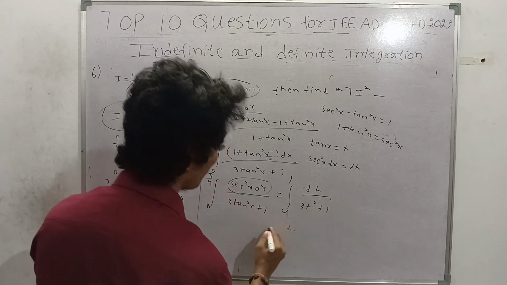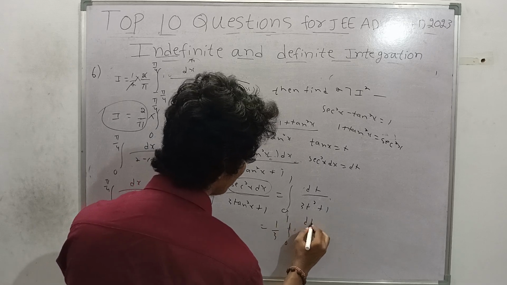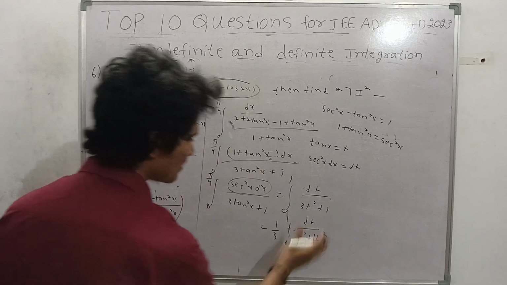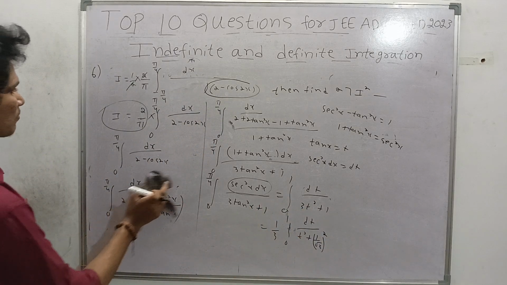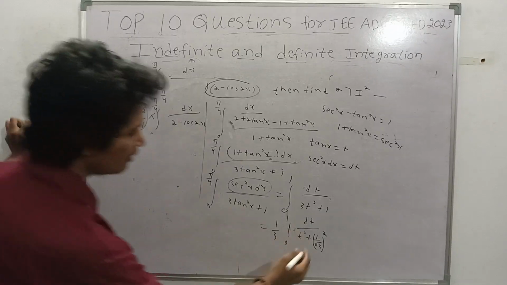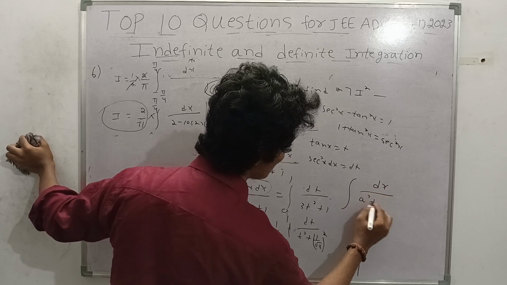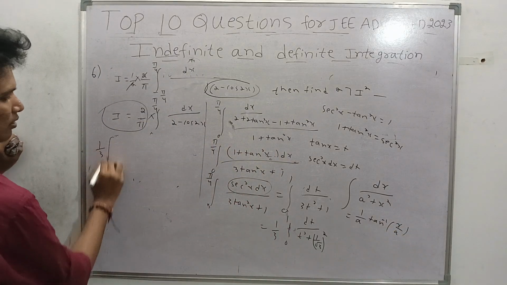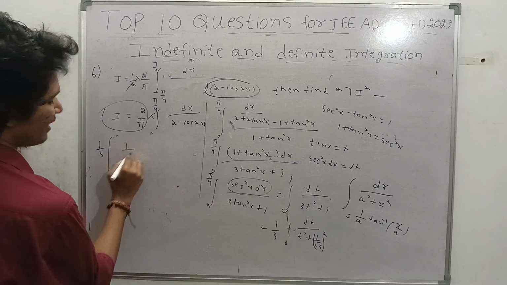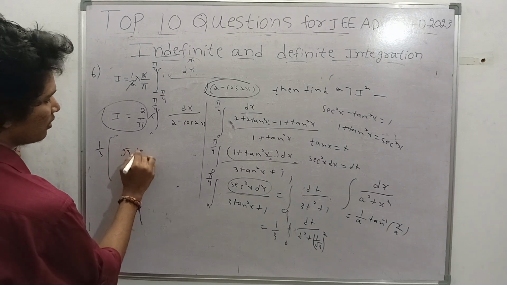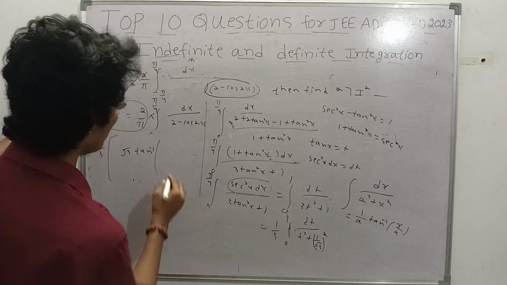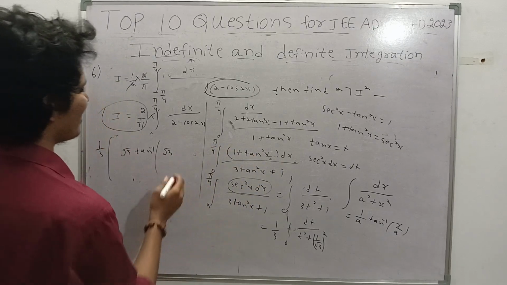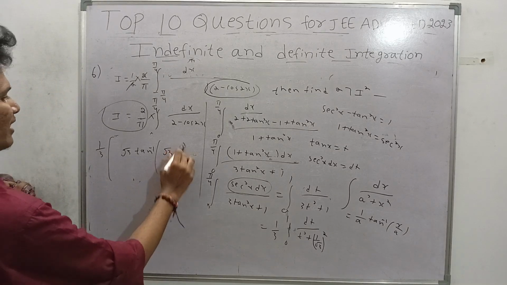So we have to take common here. That is 1 by 3, 0 to 1, dt divided by t square plus 1 by root 3 whole square. What is the form here? This is the integration of the form dx divided by a square plus x square. What is the integration of this? 1 by a tan inverse x by a. So with 1 by 3 common, it will be root 3 tan inverse of t divided by 1 by root 3, that is root 3 t. What is t here? T is tan x, but you can write directly t, there is no need to change.